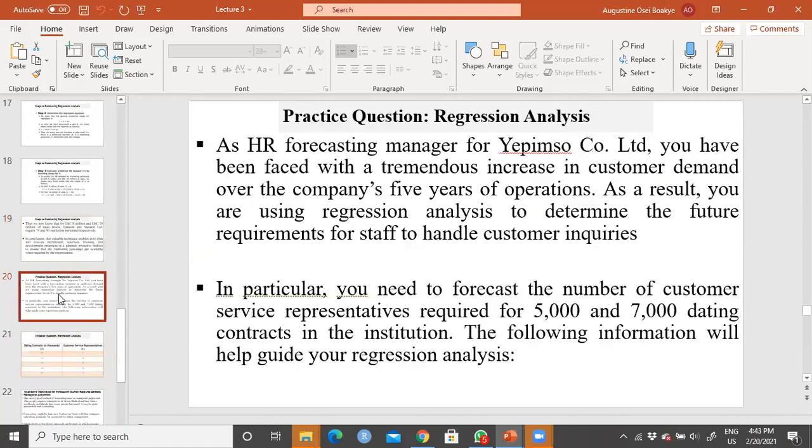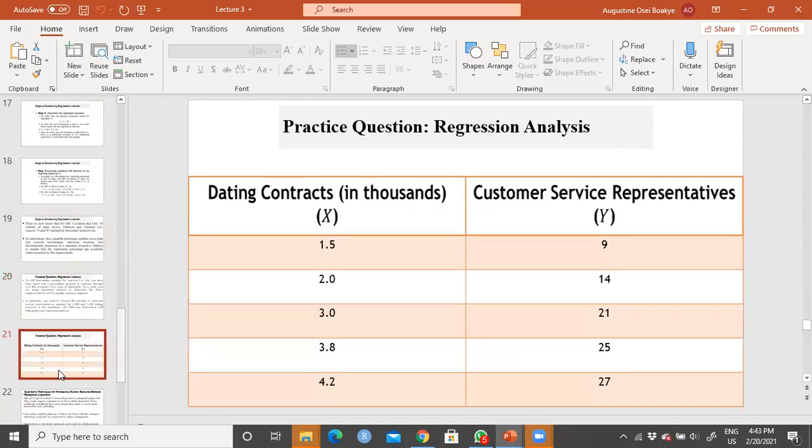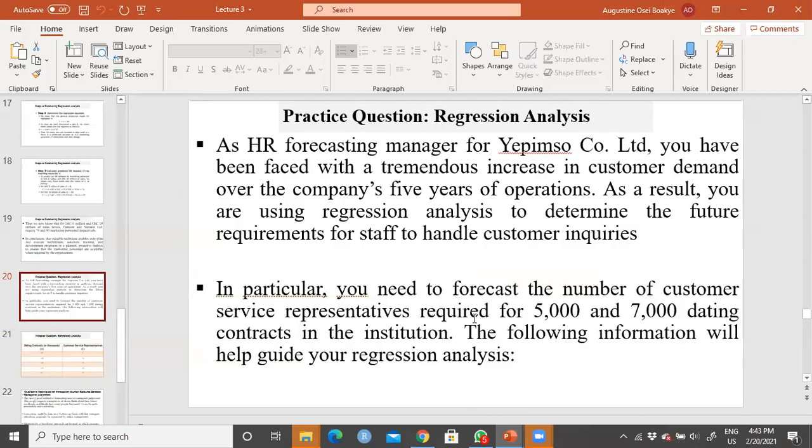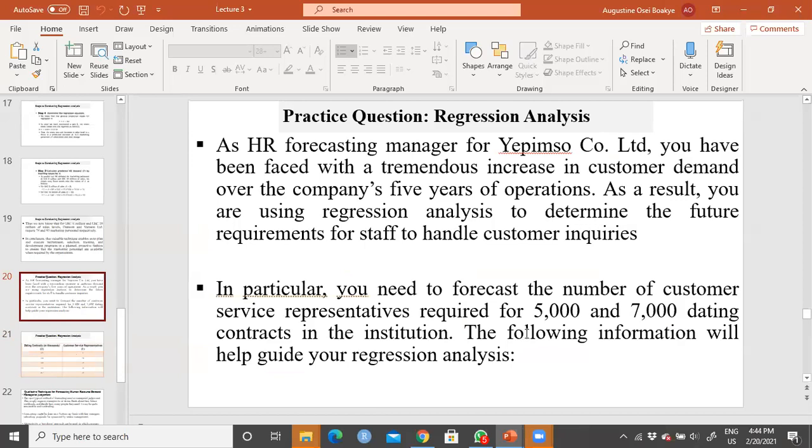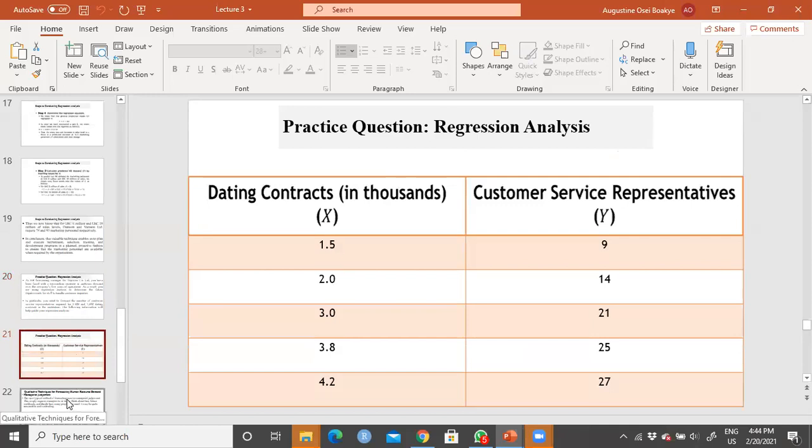All right. So this is a practice question I'm giving to you. When you go, just practice it, okay? This is the regression table it comes with. Here you are supposed to make the forecast for 5,000 and 7,000 contracts. And don't forget, these are already in thousands, so it means they've removed the zeros. So you also have to remove the zeros behind the values. So you put just 5 and 7 there and do the computations. Please, is it clear so far?